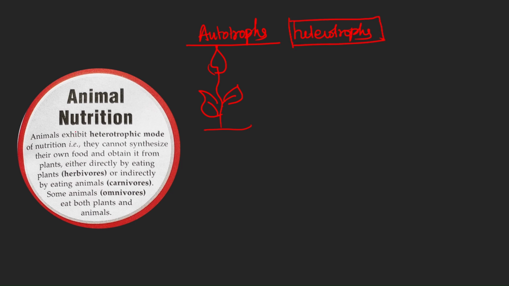So animals exhibit a heterotrophic mode of nutrition, that is, they cannot synthesize their own food and obtain it from plants. For example, deer. They obtain their energy by eating plants directly. They only eat plants directly. So deer are called herbivorous animals. They eat only plants to obtain their nutrition.